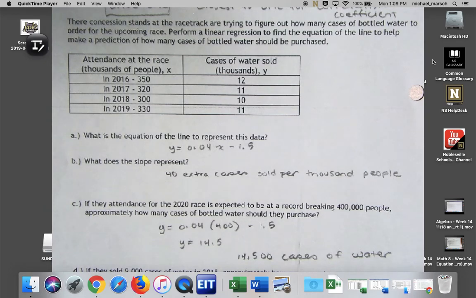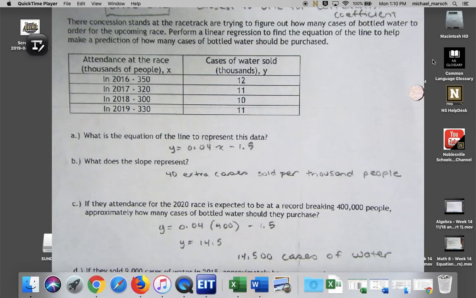Now, if you said 0.04 extra cases per one person, I would have counted that as well, right? If you said I need 0.04 extra cases of water per one person, okay. But if you converted it into thousands, then of course, okay, Finnegan, tell me what you're thinking. Because your eyes are saying, what is going on? I said 0.04 cases are sold for every person that I attend. Perfect. That's fine. Yeah, that would be good.